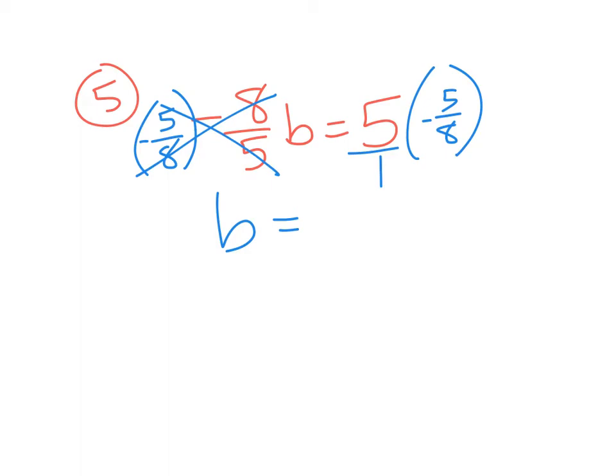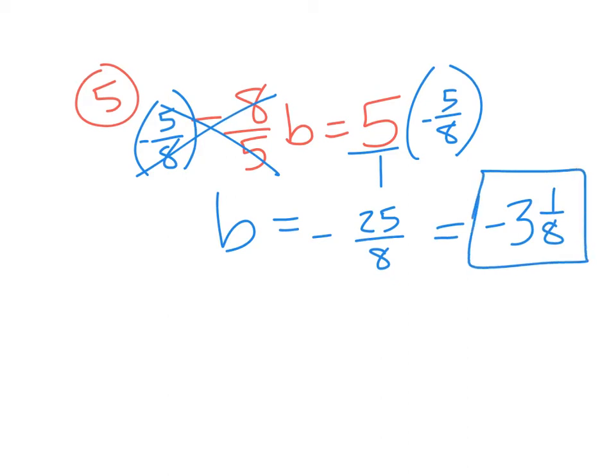So I have a positive times a negative, so I know my answer is going to be what? Negative. So 5 times 5 is? 25. 8 times 1 is? 8. So you can leave it as negative 25 over 8, or you can simplify it, which would be negative 3 and 1/8. I will accept either answer. Any questions?